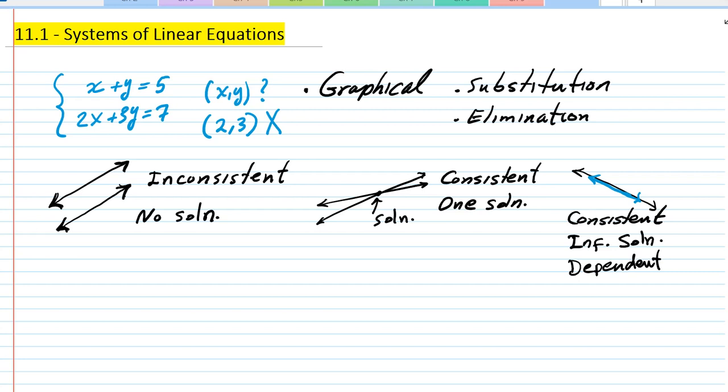So these are dependent systems. Remember, dependent systems are consistent. Okay, and there you go. Now, the first case, in most practical applications, doesn't do us any good. And sometimes having too many solutions doesn't help us either. So we are hoping that our solution is going to yield a single unique solution.